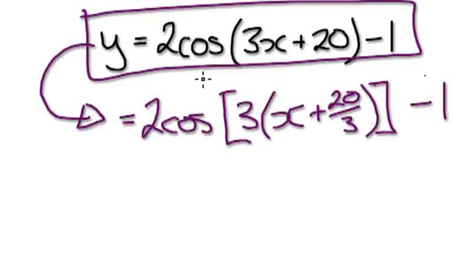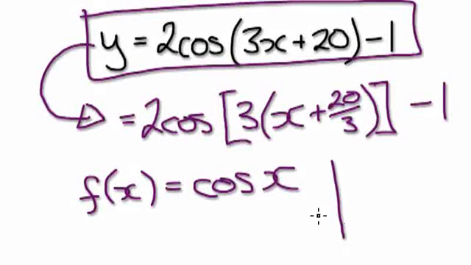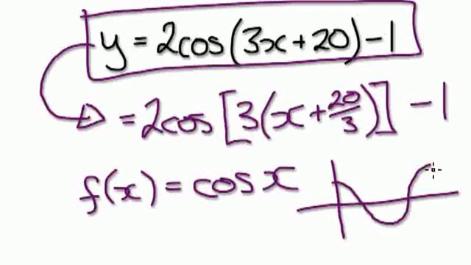Now start off with your cosine of x. So let's say we've got a function f of x equals cosine of x. Okay, so first start off with your cosine of x. So it looks something like this. So this bit here is 360. And then our next transformation. Look at this here. We're going to sort out this 3 here.